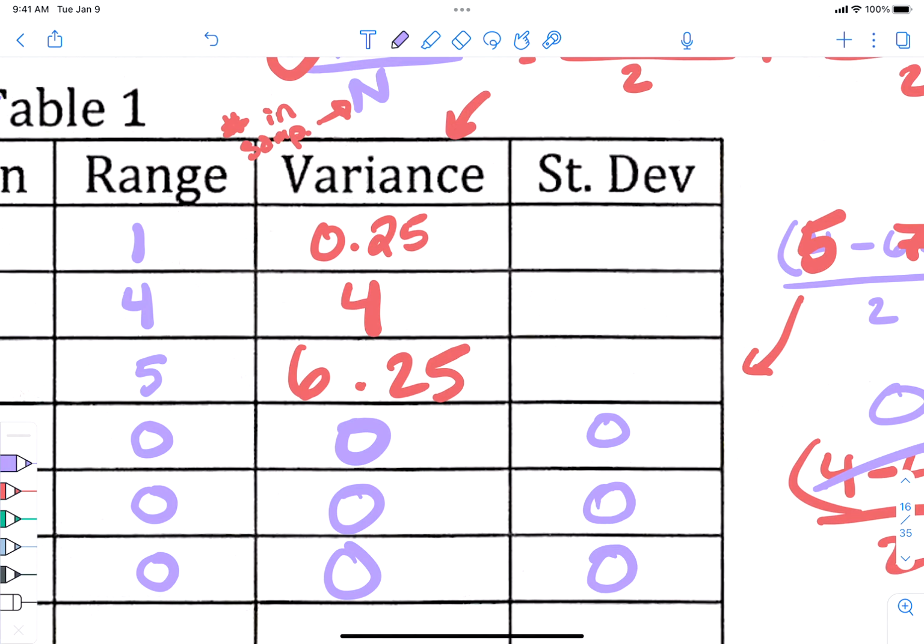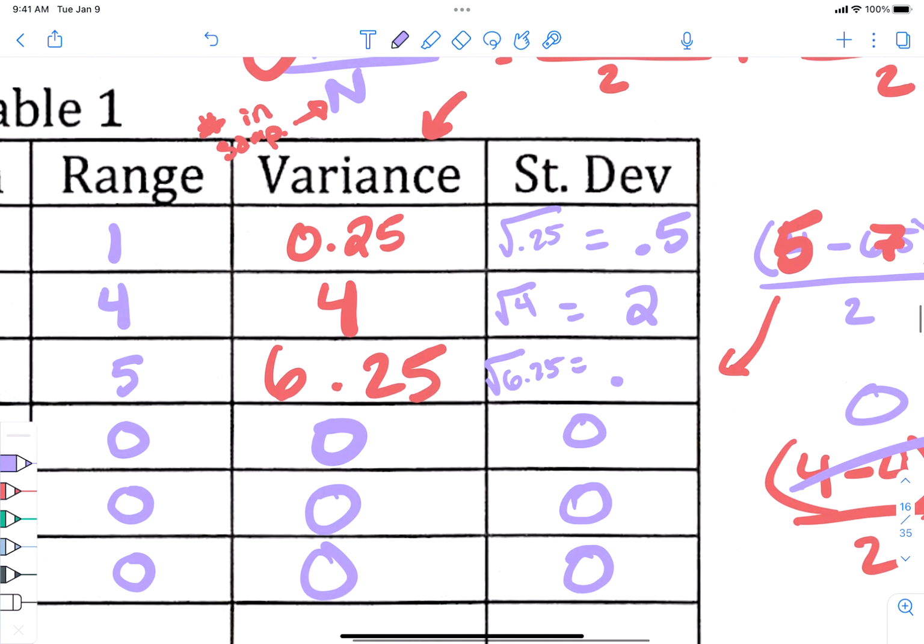So for the standard deviation, the top one, we take the square root of 0.25. We take the square root of 4, and we take the square root of 6.25. I can do the middle one. 2. 0.5? Yeah. And then 2.5 for the other one. Because 25 times 25 is 625, so it'd be 2.5.